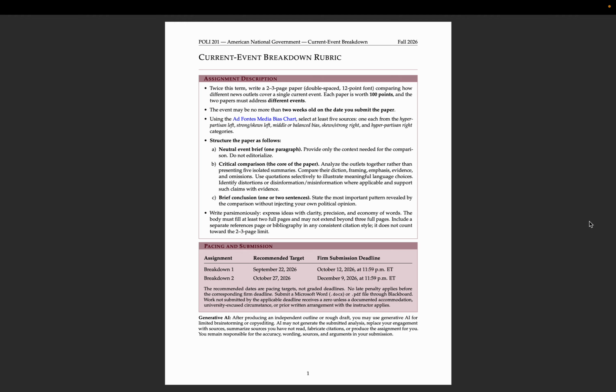They'll say, on the far right, Dave Rubin says this about this. And in the middle, the Wall Street Journal says this about this. And on the far left, Jimmy Dore says this about this. I don't want you to do that. I want you to actually analyze, rather than summarize, what is happening in each of these news sources.